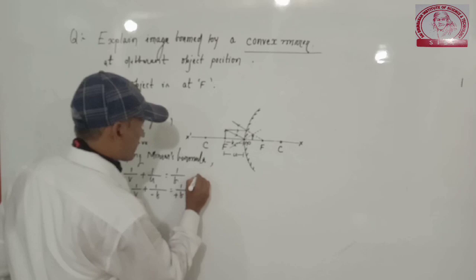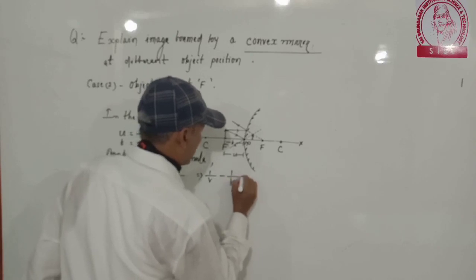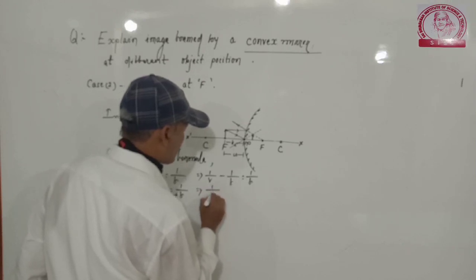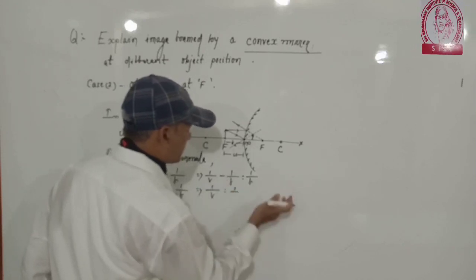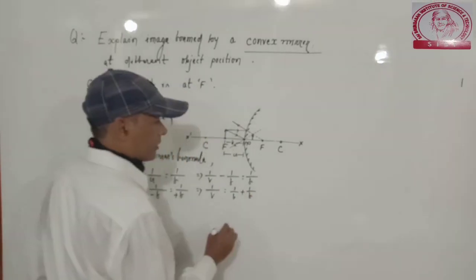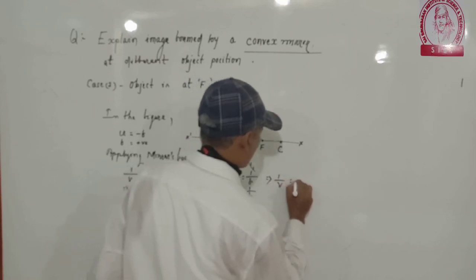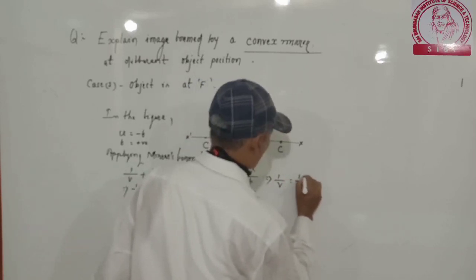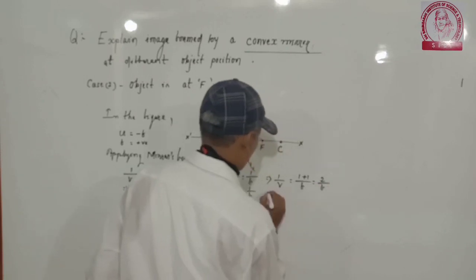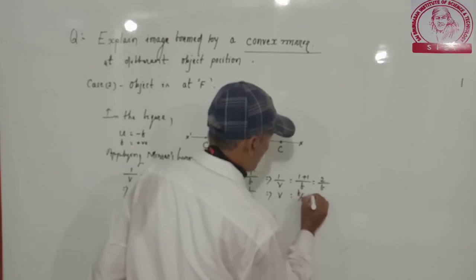So now implies 1 by V minus 1 by F is equal to 1 by F, implies 1 by V is equal to 1 by F. You take it to that side, 1 by F plus 1 by F implies 1 by V is equal to 2 by F, implies V is equal to F by 2, is equal to half into F.